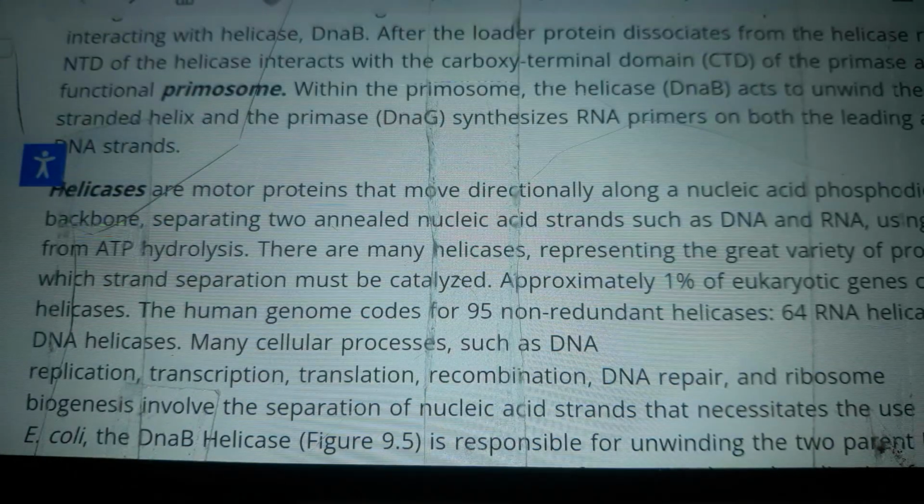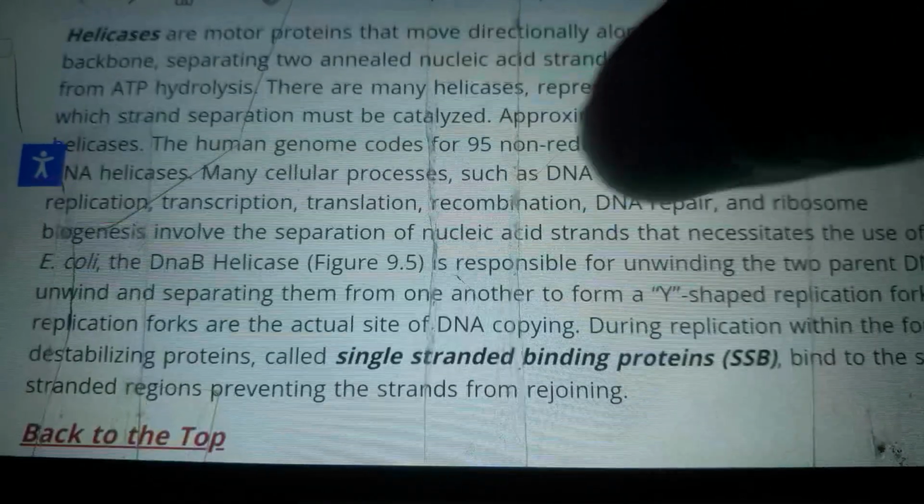After the loader protein dissociates from the helicase ring, the NTD of the helicase interacts with the carboxy terminal domain, CTD, of the primase and forms a functional chromosome. Within the chromosome, the helicase DNA-B acts to unwind the double-stranded helix, and the primase DNA-G synthesizes RNA primers on both the leading and lagging DNA strands.